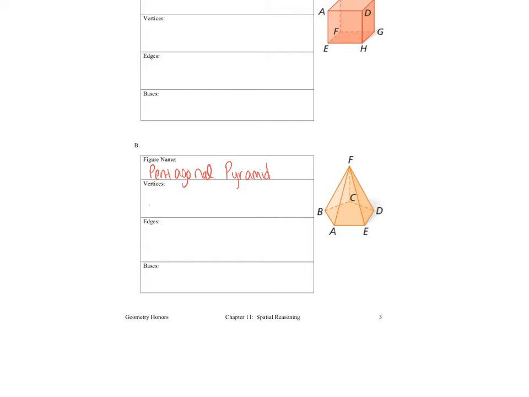And the vertices it has are F, B, A, E, D, C. The edges, we have all of them that come up to the point. So we have BF, AF, CF, DF, and EF, and then we have all that meet together on the bottom. So like BA, for instance, all those consecutive vertices. So BA, AE, ED, DC, CB. Okay, and the bases, there's only one base, and we can just name it by the letters. So we'll call it pentagon ABCDE.